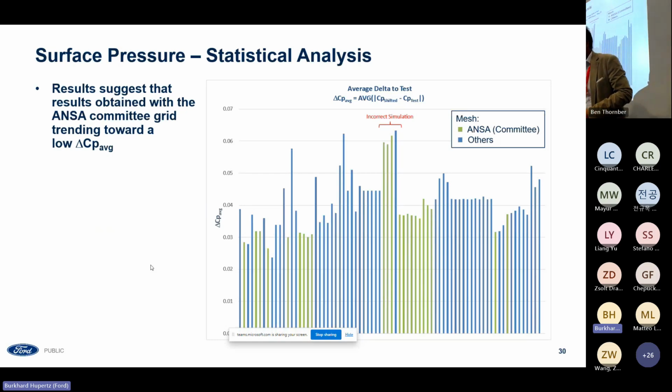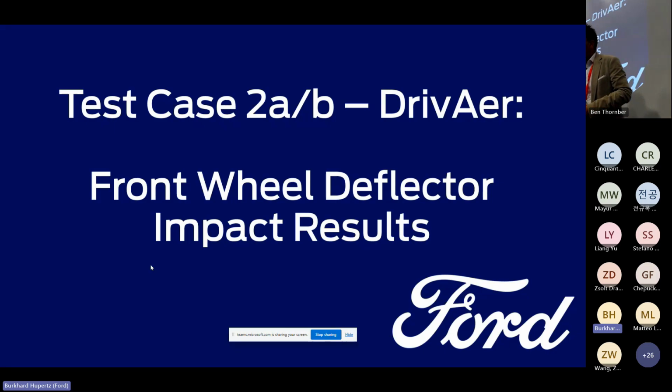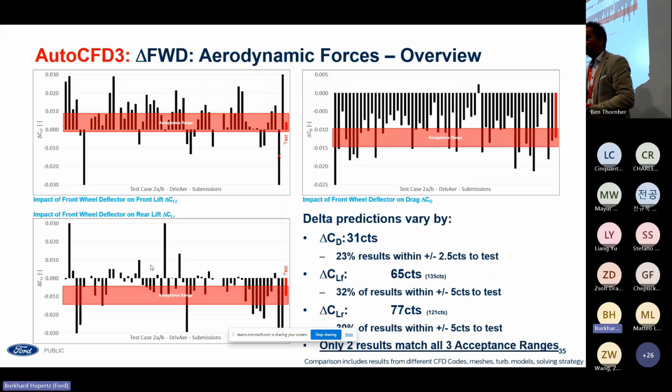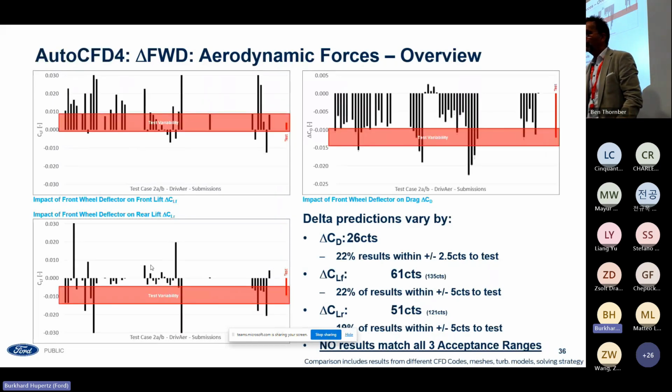Let me jump this, otherwise I have to stop here. This is just my last few slides regarding the delta of the front wheel deflector. And again, the story remains the same. You see the impact for the different, I think I've not properly named this. This is AutoCFD3, and this is the aerodynamic forces. And if you look at AutoCFD4, it is the same story.